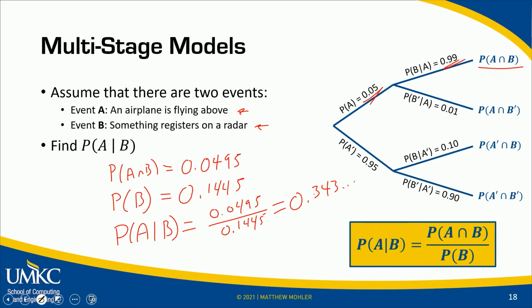But what we found is, with just the information given to us in this model, right? A probability that an airplane is flying above, and then a probability that a radar registers based on each state, we can now determine the probability that an airplane is flying above just based on the state of a radar. We can turn this problem on its head, if you will.